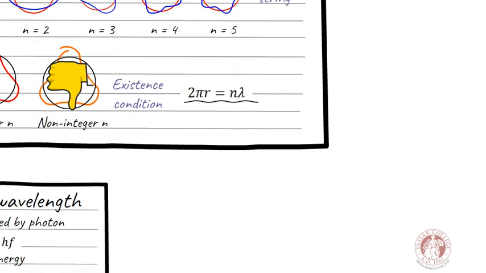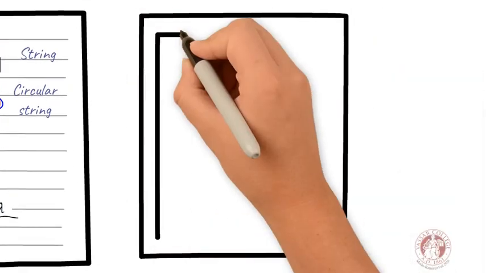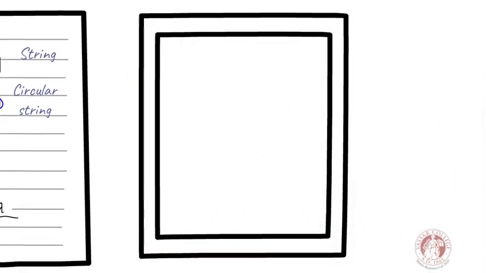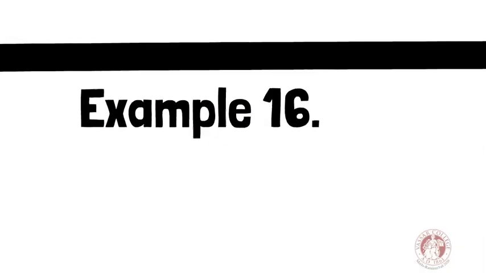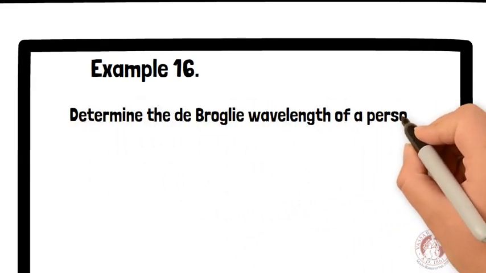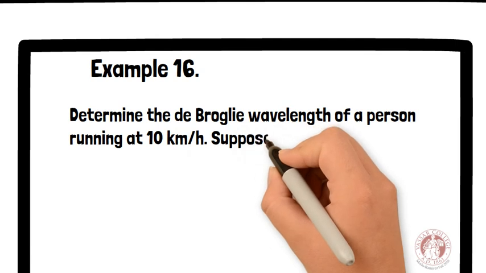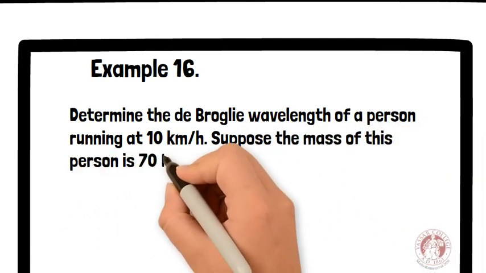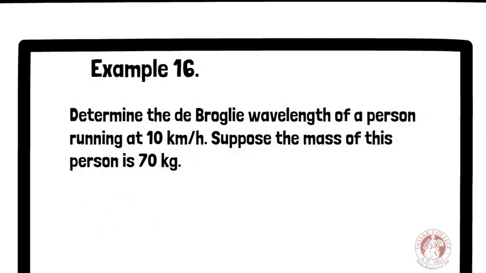Let's solve an example to see what is the magnitude of the de Broglie wavelength for a common system. Example 16. Determine the de Broglie wavelength of a person running at 10 km per hour. Suppose the mass of this person is 70 kilograms. Could you solve it?